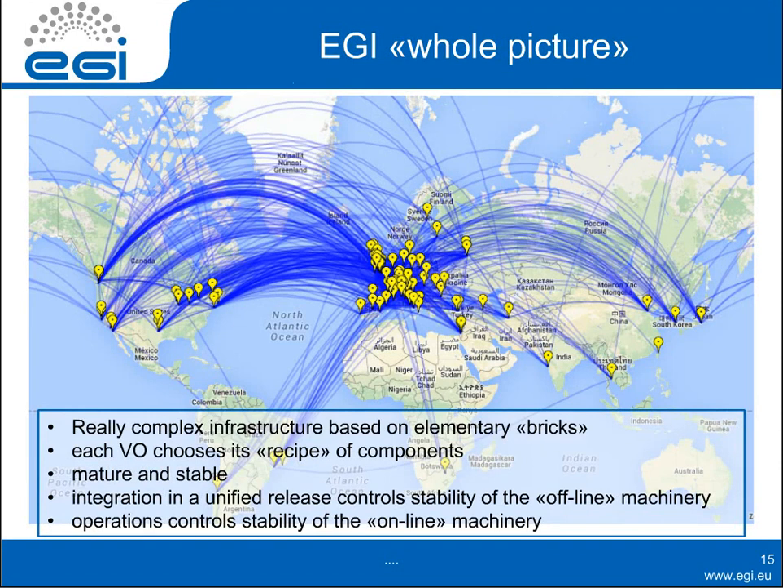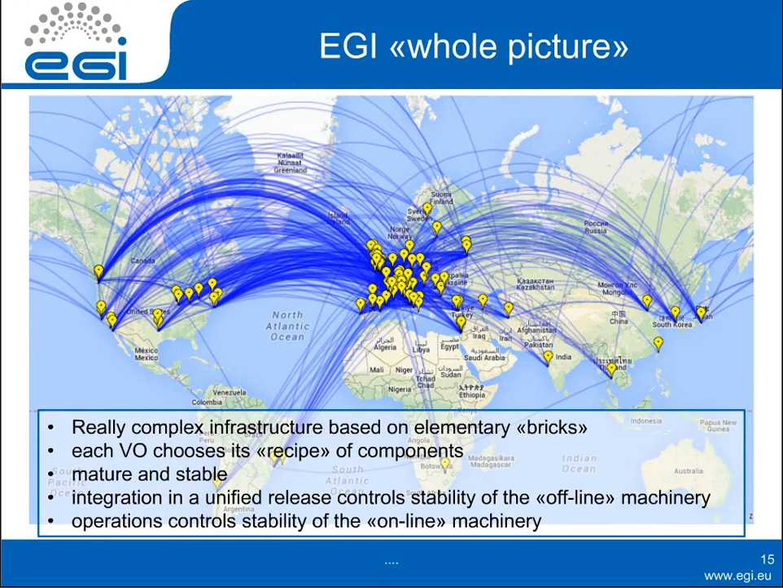Finally, you can see the EGI whole picture, which is very, very complex. This is a real world image coming from the FTS monitoring system. You can see the transfers that are happening in this particular moment. This real complex infrastructure is based on the elementary bricks we have seen.